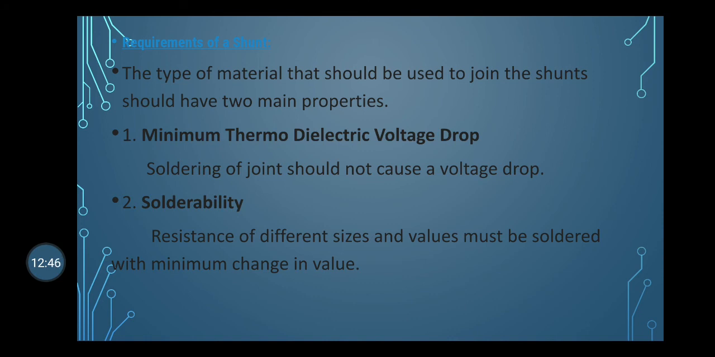Now the second requirement for the shunt material is solderability. By this property, resistances of different sizes and different values must be solderable with minimum change in the value of the resistance. The resistance of different sizes and values must be soldered within minimum change in value. This is the second requirement of the property of the shunt resistance.